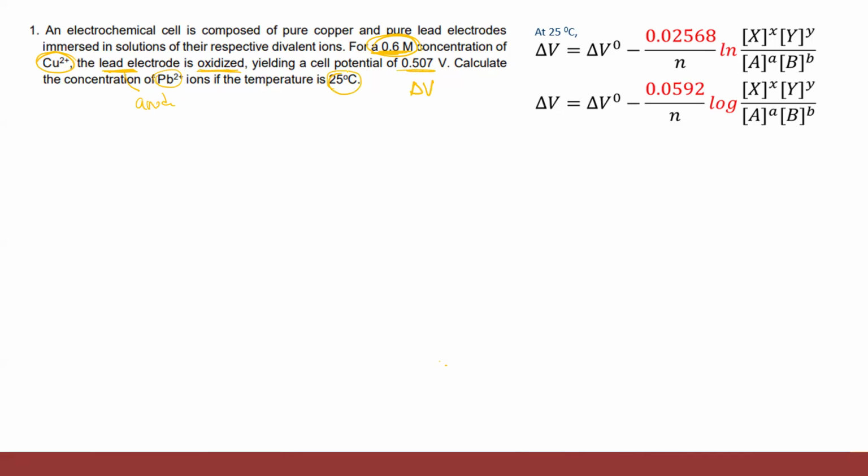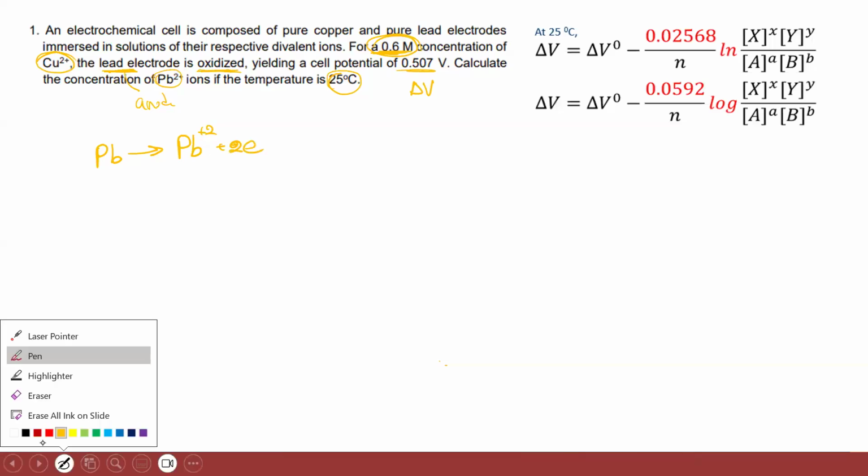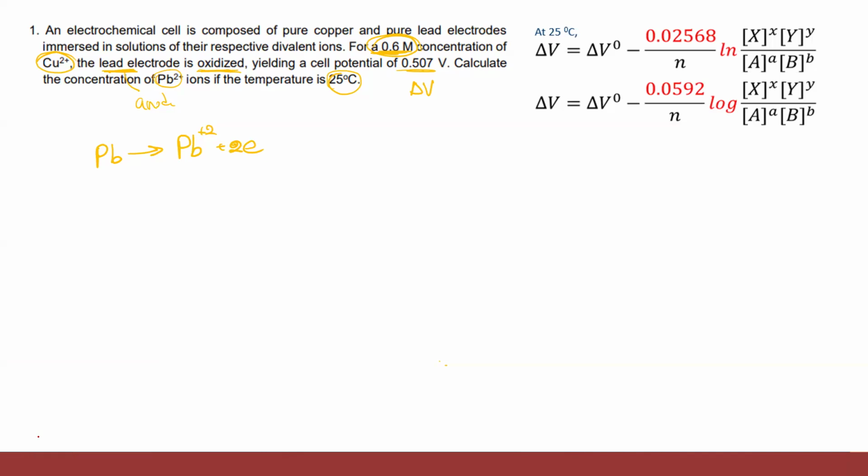So first we need to write the equation. What is happening? Oxidation is happening with lead. Lead is Pb, so Pb is losing electrons. This is the reaction at the anode. Do you agree? Because it's losing electrons. Oxidation, losing electrons, anode are the same thing. Anode is losing electrons and we call it oxidation reaction. Cathode gaining electrons, we call it reduction reaction.